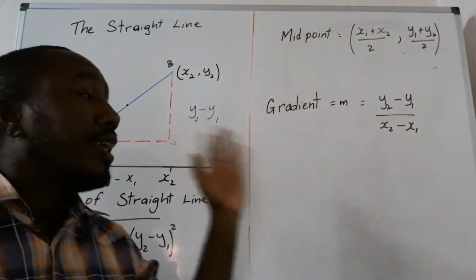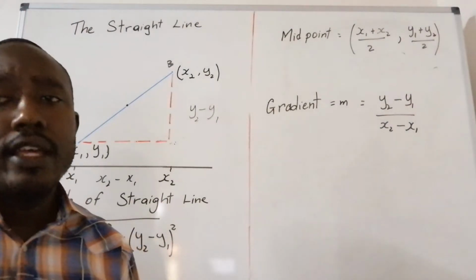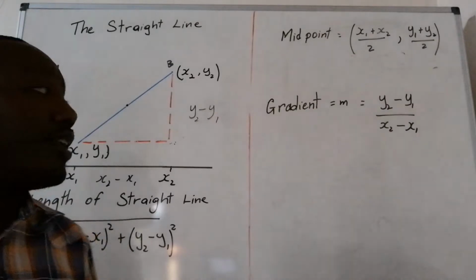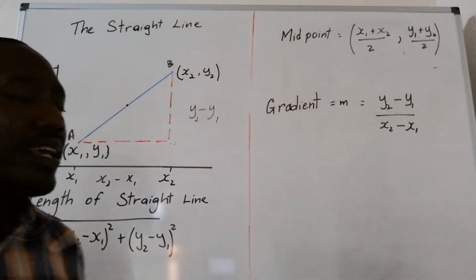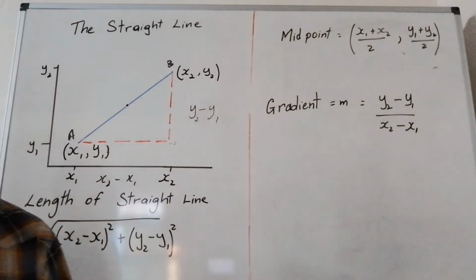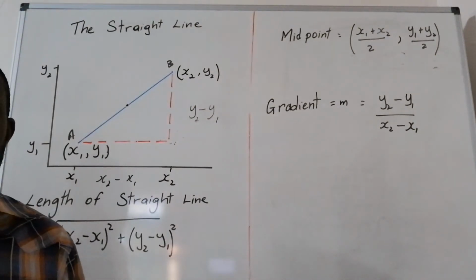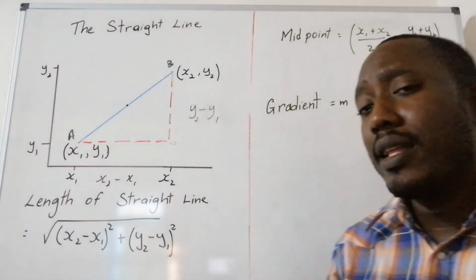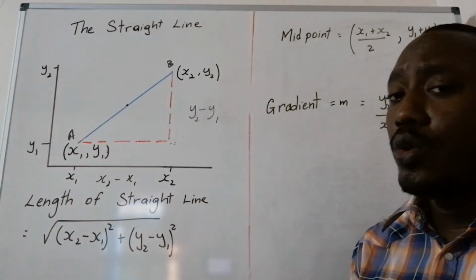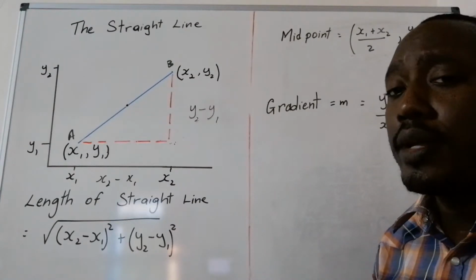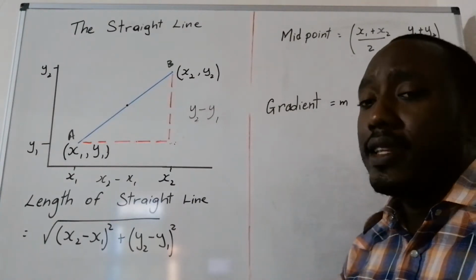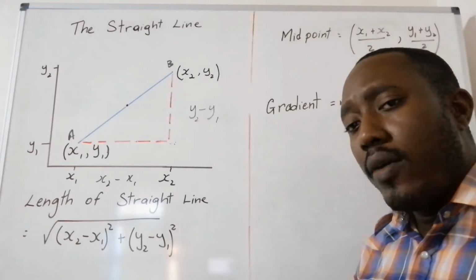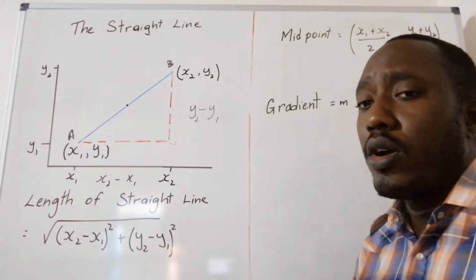Then we have the gradient of the line. The gradient of the line is the slope of the line. It tells us how the line is slanted. Sometimes you walk up a hill and some hills are steeper than others, or if you walk up a step, some steps are steeper than others. So the gradient tells us how steep our line is, the slope of our line.